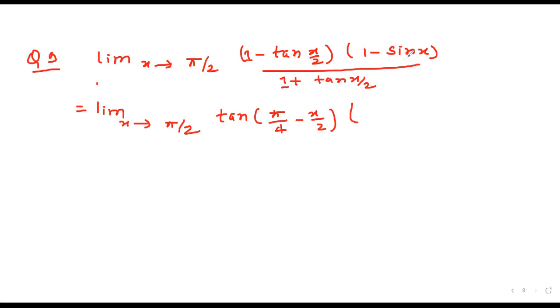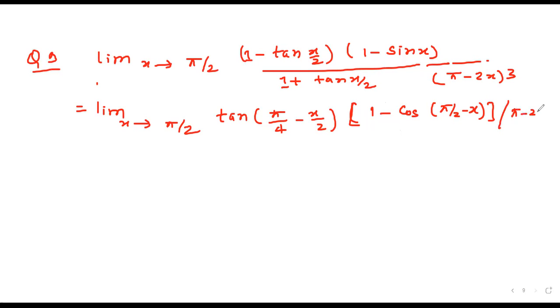And here we write sin x as cos pi by 2 minus x. So 1 minus cos pi by 2 minus x. And then we apply formula 1 minus cos theta, that is 2 sine square theta by 2. And here in denominator, I have missed, denominator was having pi minus 2x whole cube. So here divided by pi minus 2x whole cube.